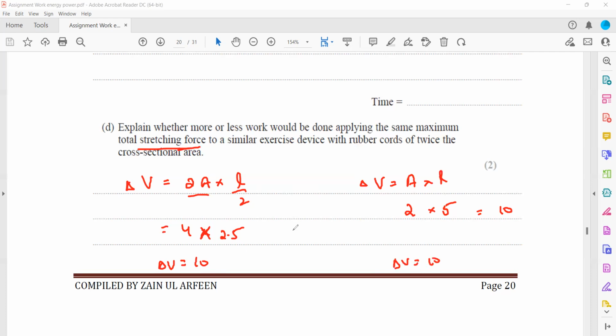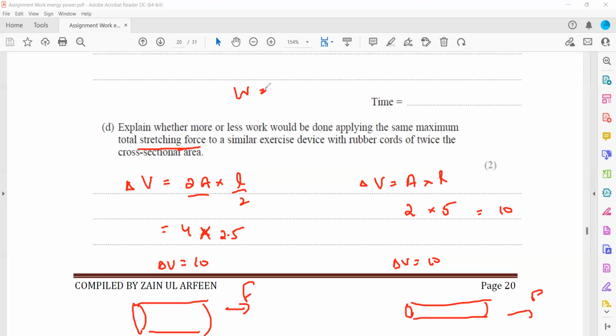The only difference is that if you are using a large area, then the change in length will be smaller. If you are using a small area, then the change in length will be greater. But the total volume change is the same, as the force applied is the same for both conditions. Now, if the change in length is smaller, what happens to the work done? As they are asking whether more or less work would be done: work done is half force into extension.